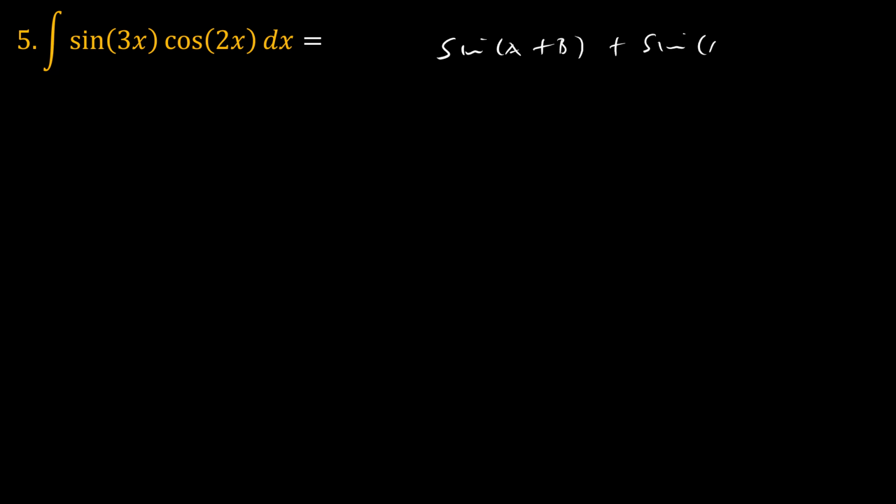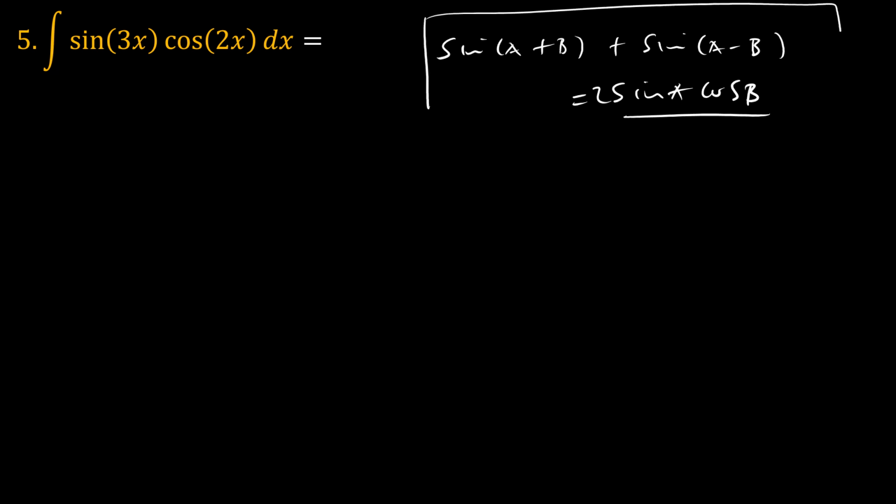Next problem, we're going to use the trigonometric identity where sine A plus B plus sine A minus B is equal to twice sine A cosine B, right? And so A could be 3x and B could be 2x.